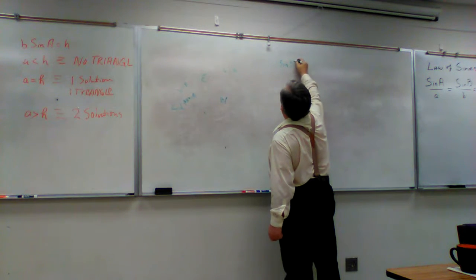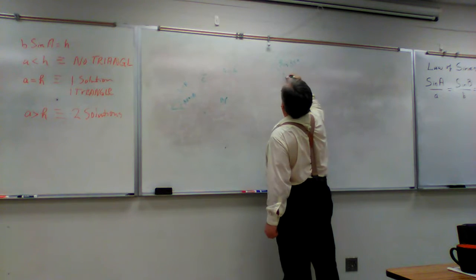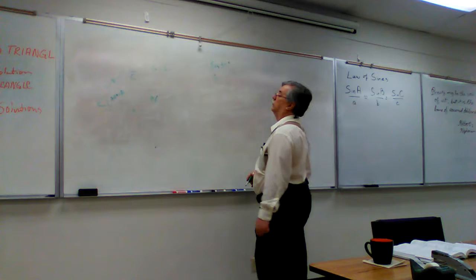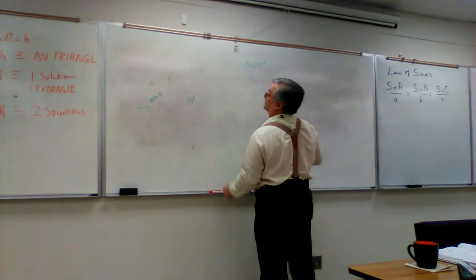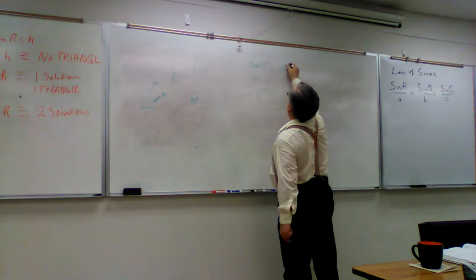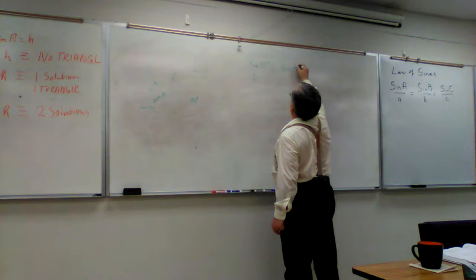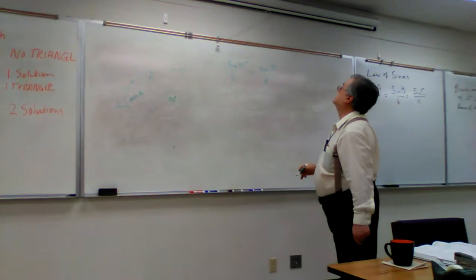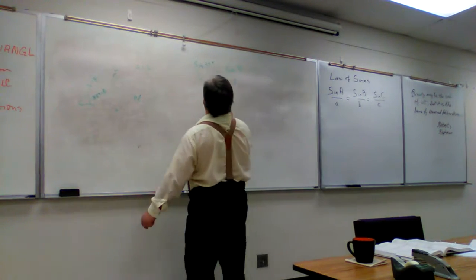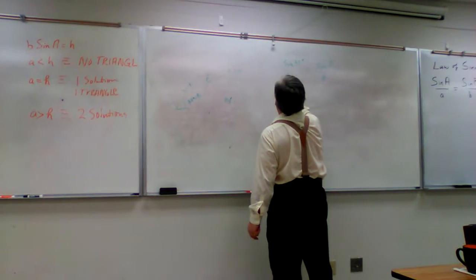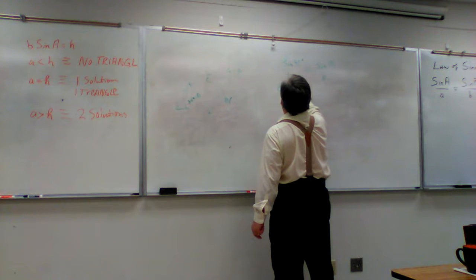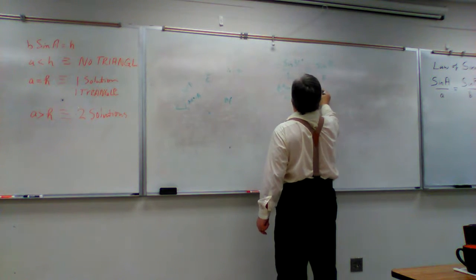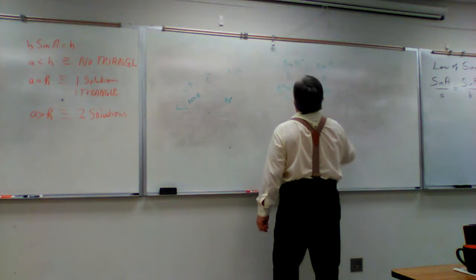We know this side A is 6, and we know that the angle A is 35, so we start with sine of 35 degrees divided by 6 is going to be equal to, we know side B is 8, so the sine of angle B divided by 8. We multiply both sides by 8, and that's equal to sine of B.